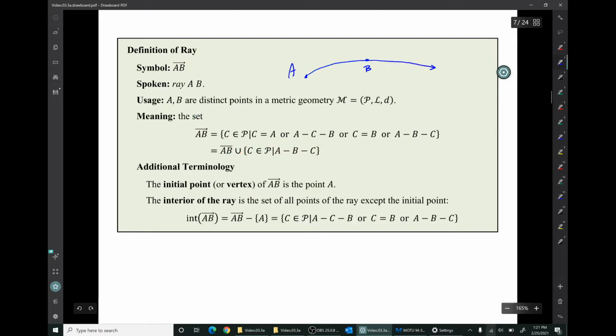Some more terminology: the initial point or vertex of ray AB is the point A, whatever letter is sitting there on the left side of that symbol. The interior of the ray is the set of all points of the ray except the initial point. So the interior of ray AB is this set minus the set containing just A. So in other words, it's the set of all points C that satisfy these requirements except you cross out that one. So the remaining requirements are there.